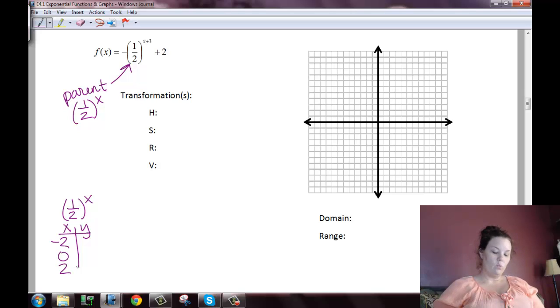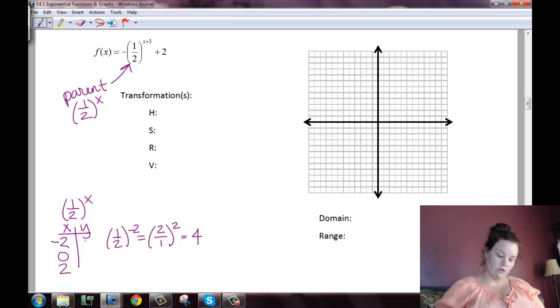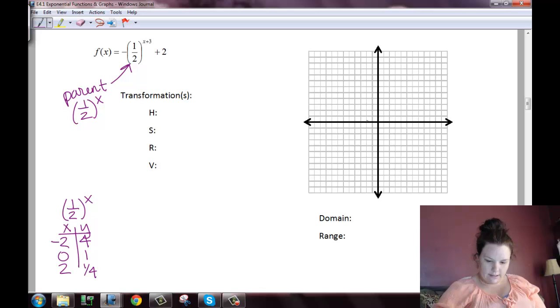Okay? 1/2 to the negative 2. Negative 2 flips it. I'll write it out. So 1/2 to the negative 2, that flips it, makes it 2 over 1 squared. 2 over 1 is just 2, and 2 squared is 4. Okay. 1/2 to the 0 is 1, and 1/2 squared is 1/4. So I have my parent table. I'm going to go ahead and graph it. When x is negative 2, I'm up at 4. When x is 0, I'm at 1, and when x is 2, I'm at 1/4.